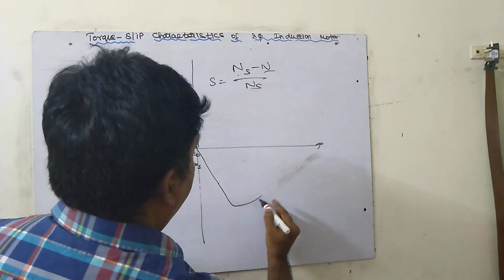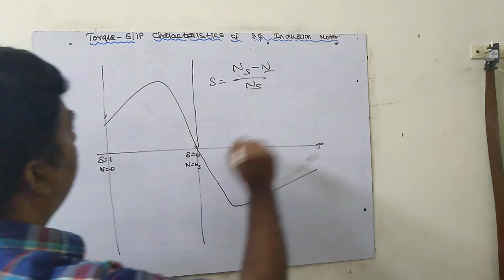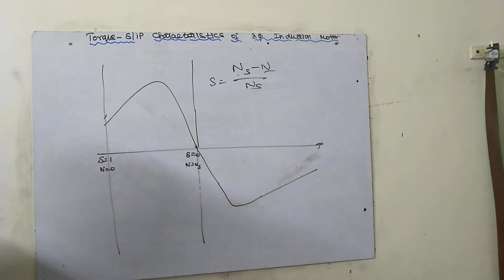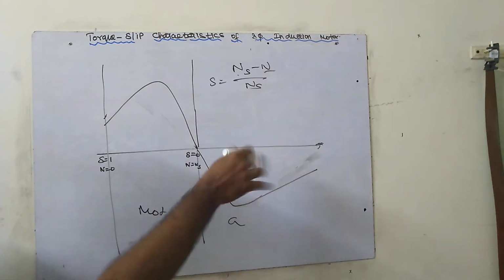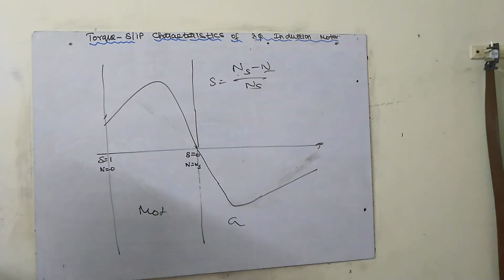Not like this, it will go like this. This is the starting torque. This is the motoring region, this is the generating region. This will be a mirror image, though my diagram is not accurate. And what is the braking region? Braking means when I apply the brake. How can we apply the brake?